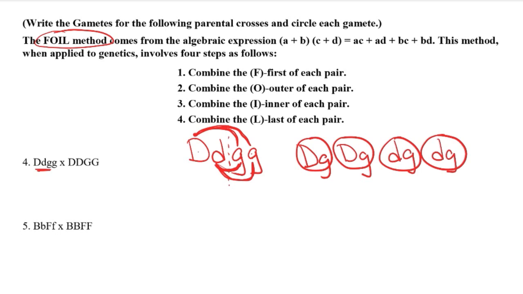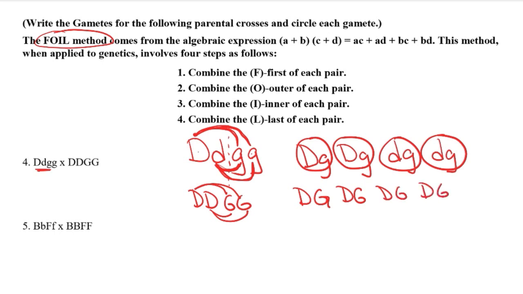Okay, let's go ahead and do the other parent. So now I've got this. First, last, big D, big G, then the outside, and these just all happen to be the same. And I'm going to draw circles around them so I know they're individual gametes. And that will make more sense when I show you how we're going to do it in the Punnett square.